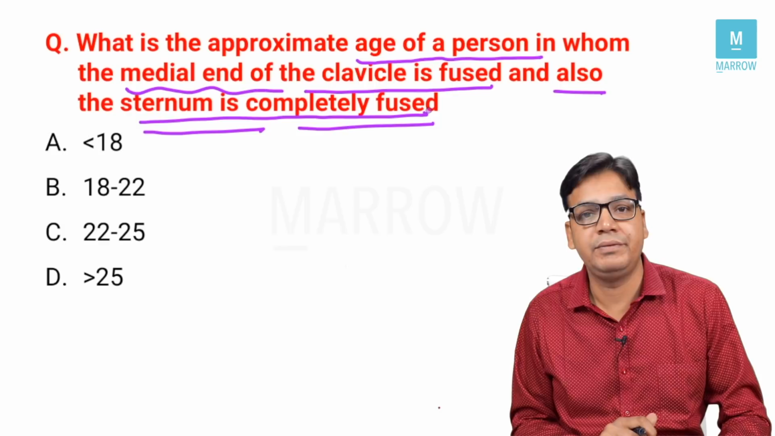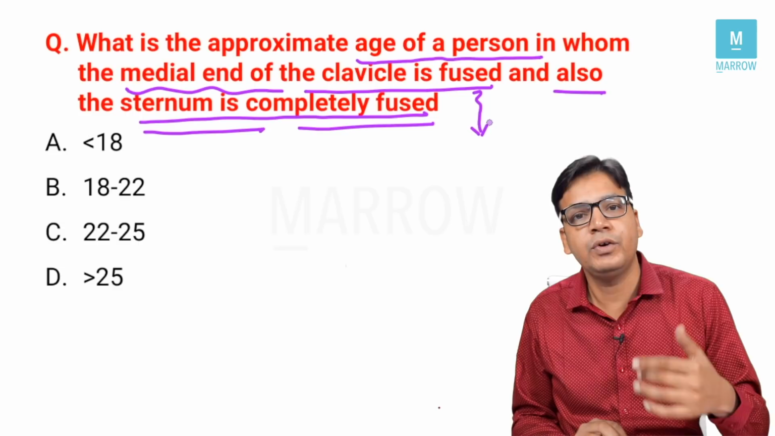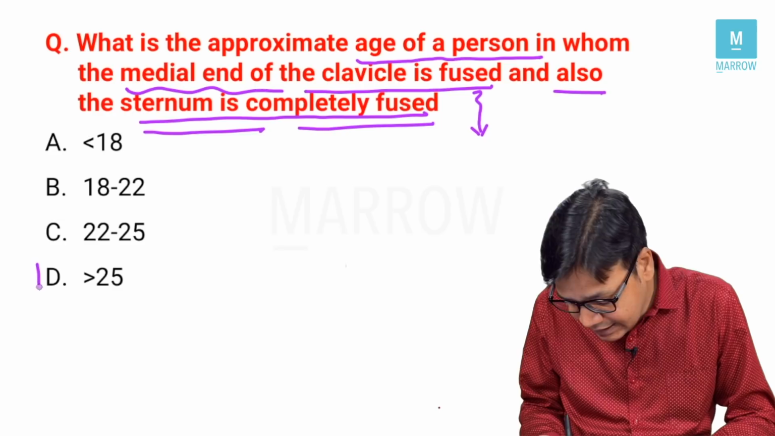Now, the inner end of the clavicle also fuses. That is generally at the age of 25 or more than 25. Generally, it's at the age of 23 to 25. It means, sir, here the best answer will be 25. That's very, very important. So we can easily remember.